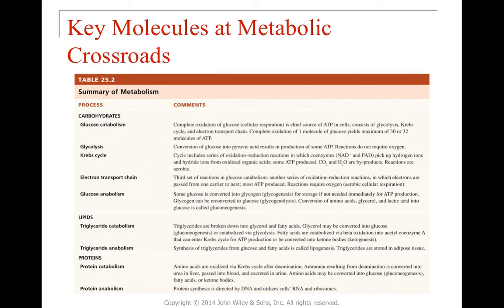The Krebs cycle is a series of redox reactions where we have a bunch of coenzymes, specifically NAD and FAD, and they're going to pick up the hydrogen ions that are released and the hydroxide ions that are formed from different organic acids, etc. Also going to have some ATP produced, and the byproducts of this are going to be carbon dioxide and water. Please remember, this is an aerobic respiration. We require oxygen for us to enter into the Krebs cycle from pyruvic acid. Otherwise, we're just going to end up going into lactic acid, and that's going to be it, folks.